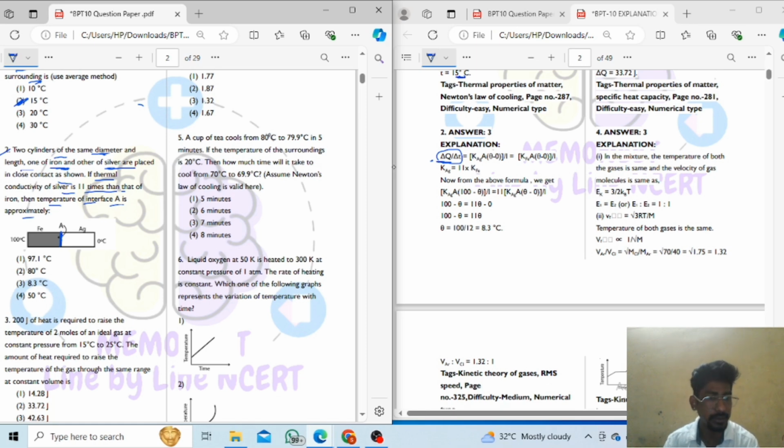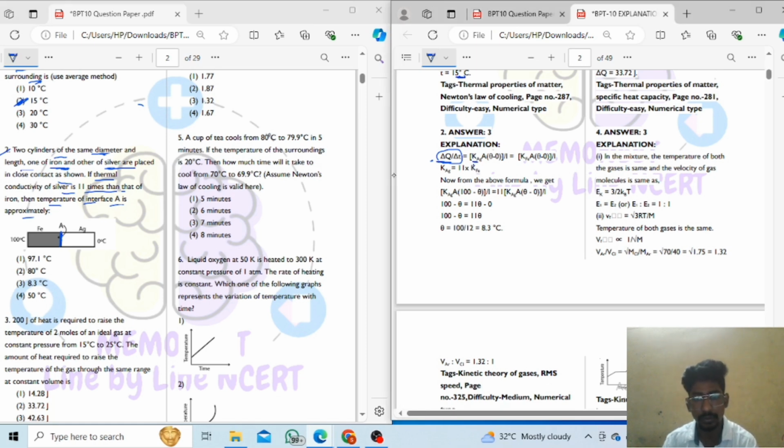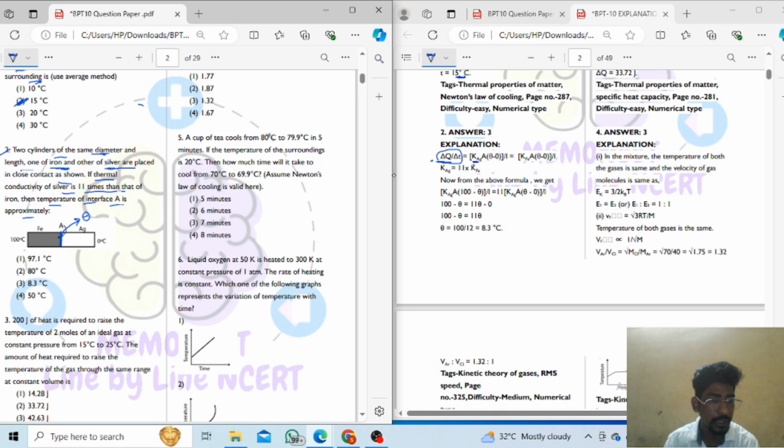So the main difference is the K, the thermal conductivity, and the change in the temperature. If you take this as theta, here it will become 100 minus theta, and here it will become theta minus 0. So in both the cases the temperature difference is this.